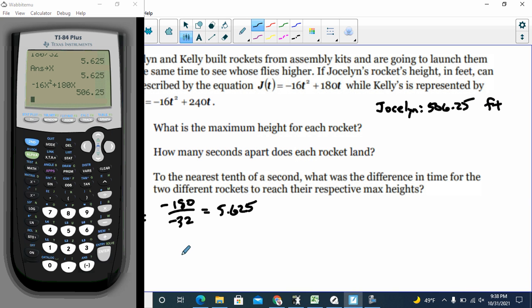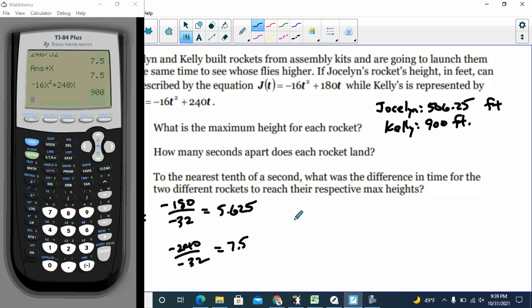We do the same thing to get the max height for Kelly's: negative 240 over 2 times a. I get 7.5 seconds. And then negative 16 times that squared plus 240x gives us that Kelly's reaches a max height of 900 feet.